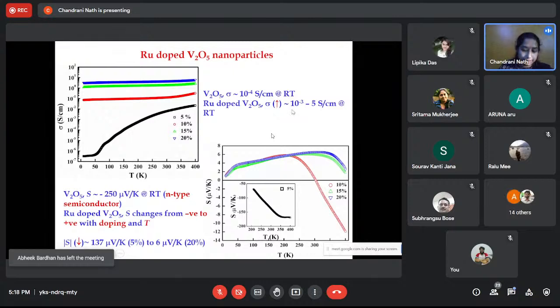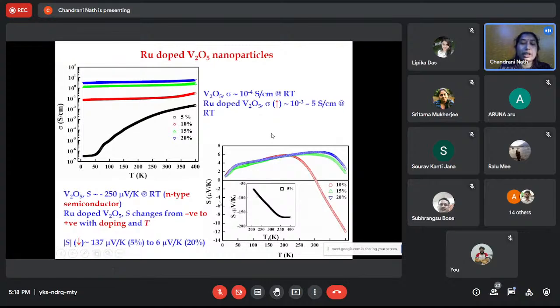These are practical graphs of the temperature dependence of conductivity and Seebeck coefficient. Here also we have got some very interesting results. For V2O5, the typical conductivity at room temperature is 10^-4 Siemens per centimeter. But for ruthenium-doped V2O5, we could successfully increase its sigma value close to 5 Siemens per centimeter for the highest concentration of ruthenium, that is 20%.